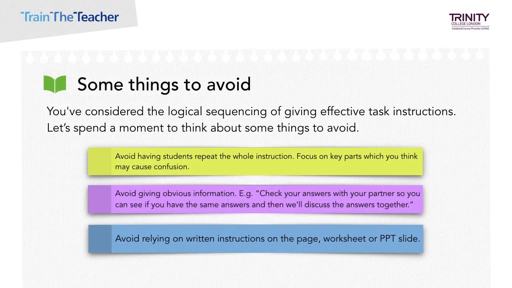So you've considered the logical sequence of giving effective task instructions, but let's think about a few things you should avoid. First, avoid having students repeat the whole instruction. It's just a waste of time and it becomes a memory activity. So focus on key parts which you think may cause confusion. Avoid giving obvious information. For example, check your answers with your partner so you can see if they have the same answers, and then we'll discuss the answers together.